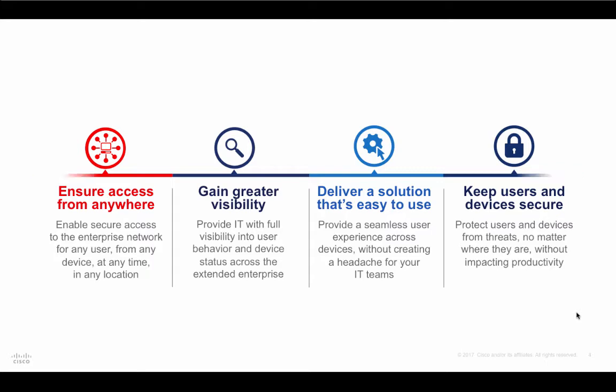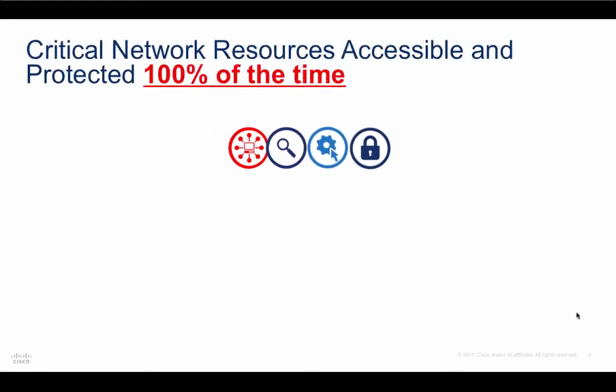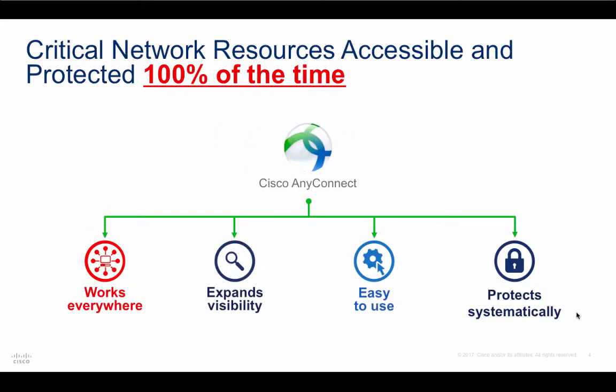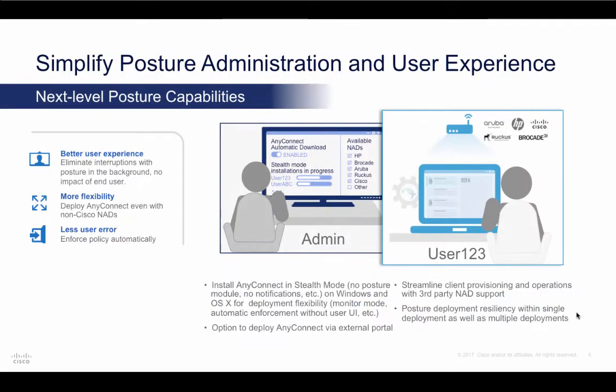With all these in mind, Cisco AnyConnect offers a simple solution. It lets you connect from anywhere, so the users can work from anywhere they want, expands visibility into the user, into the devices, into the applications, and much more. It is super easy to use, and also it protects the system systematically. Let's see how this works.